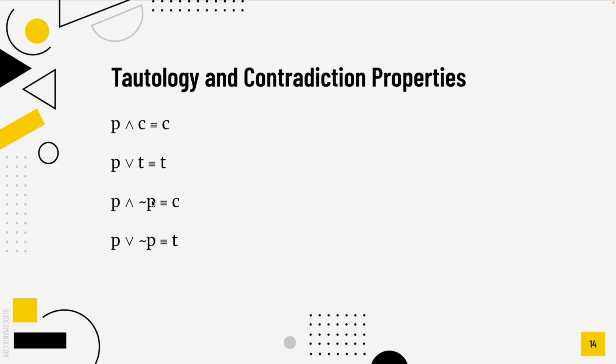P and not P. Where is it true in P and not P? Well, that's never going to happen. And so you're going to end up with all falses, which is C. And P or not P, where is either of them true? You're going to end up with all trues, so you end up with T.